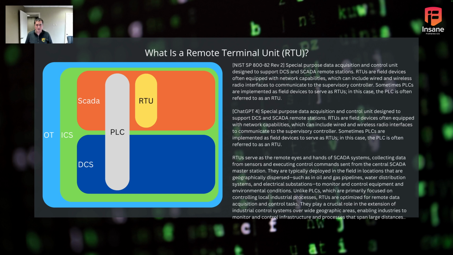Another one you'll hear is remote terminal units. These are special-purpose devices designed to support both DCS and SCADA remote stations or field stations, and often have network capabilities. Oftentimes some people will try to use PLCs to serve as RTUs, and then that PLC might be referred to as an RTU in the field, even though technically it's a PLC, right? Some people will say RTU is just in SCADA. You can see under the NIST definition, they actually have it under both, so there's an argument to draw it under both. But RTUs really are those remote eyes and hands of the SCADA system, right?